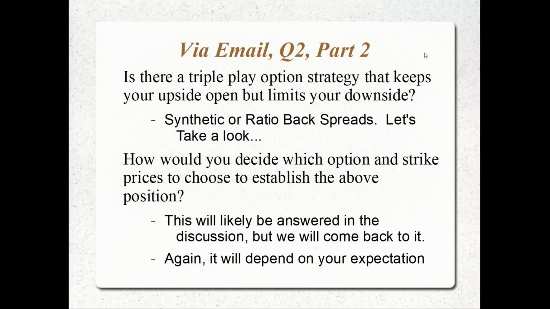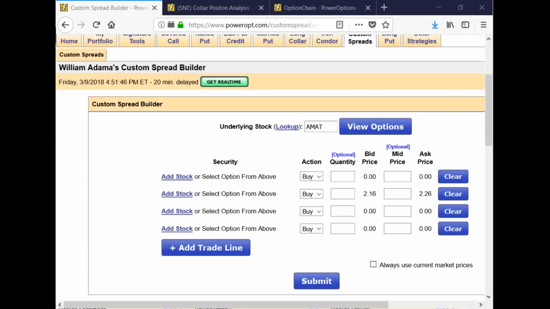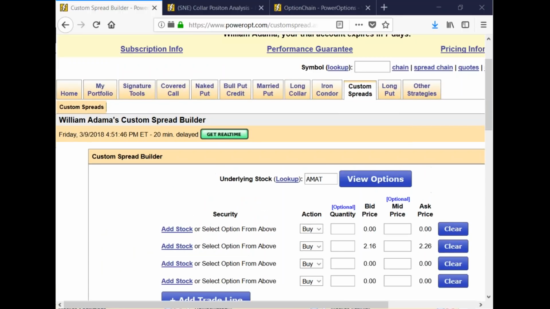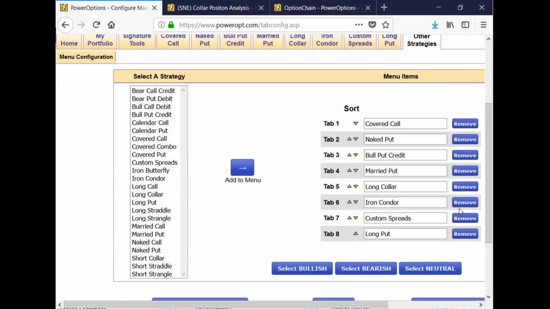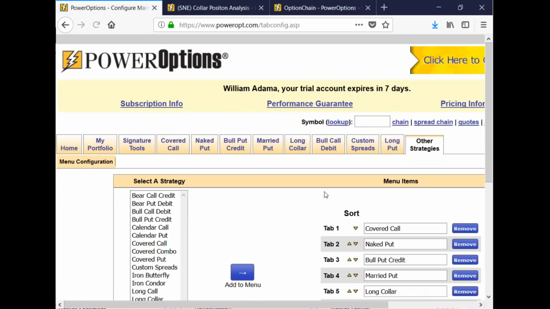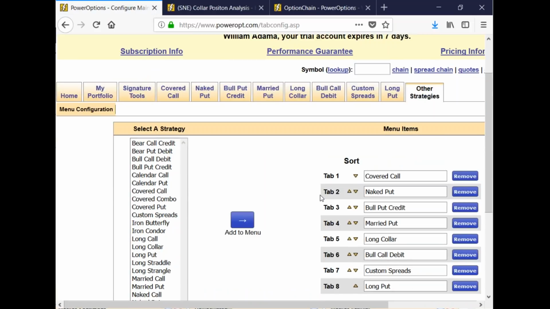Sorry about that. Let's go back over to the other screen for a moment. We'll go back to PowerOptions here. Right, so Rajiv, sorry, if you open the bull call debit tab, which I don't have, so let me add bull call debit to one of our available strategies. I'm going to take out iron condors. Okay. Bull call debit, and okay. There we go.